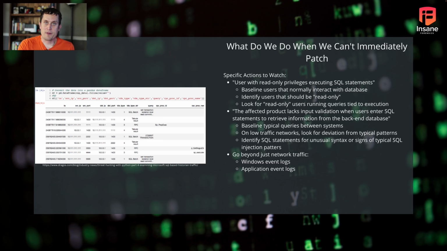So now that we know we're going to go with TDS, we have to identify some specific actions to watch. When we take the key lines from the vulnerability report, we have basically two lines that stand out for the SQL Server related CVE. One is user with read-only privileges executing SQL statements.